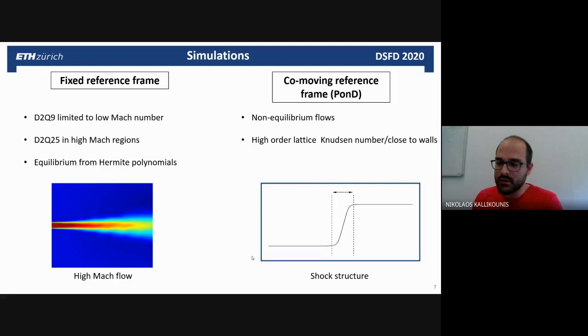Then the framework will operate using a co-moving reference frame, the pond method, with a focus on non-equilibrium flows. For this case, the idea is to use the high order velocity set based on the Knudsen number or close to the wall boundaries.